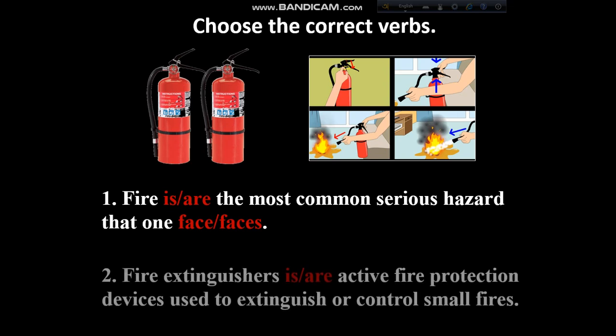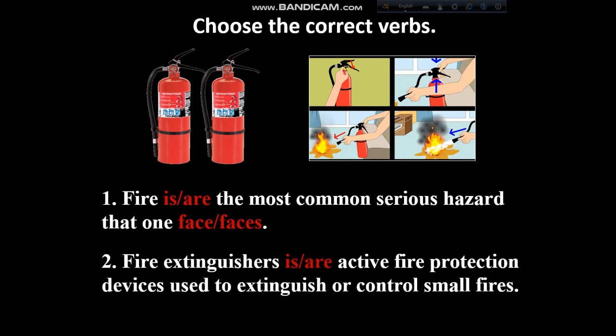Let's see. Can you imagine? Sentence number one, fire is the most common serious hazard. Here should be is or are. Okay, this is because fire is third person singular number. And the last phrase, you can see, one face or faces. One is third person singular number, so you must put s or es with the verb. So the answer should be faces. Here it is, and here it is, faces.